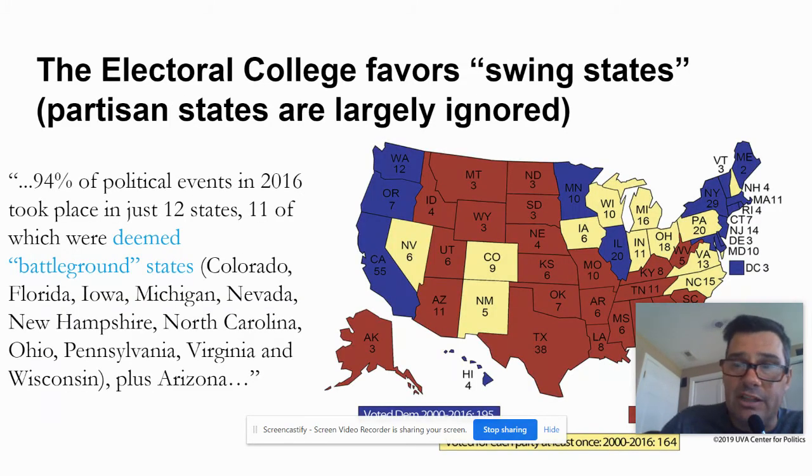As a matter of fact, if you look at this map, the Electoral College favors swing states, and states that are partisan are largely ignored. Now, partisan states are states that are won easily by one side or the other. So all the states in red have voted Republican in every single election from 2000 to 2016. With 4 presidential elections, every red state voted every single time for Republicans. And every blue state always voted Democrat every single time from 2000 to 2016.